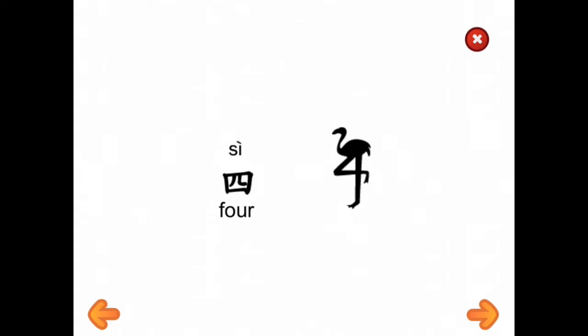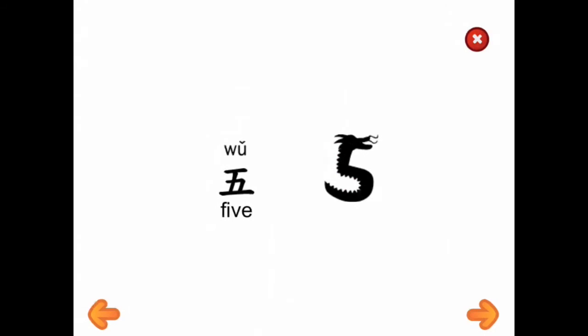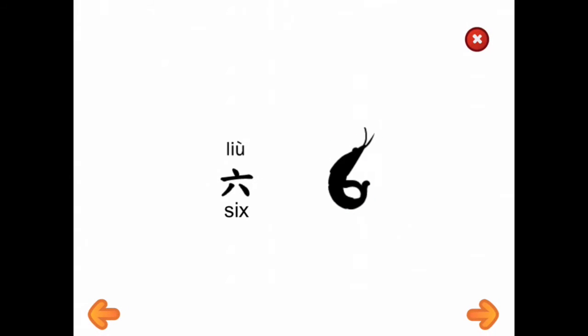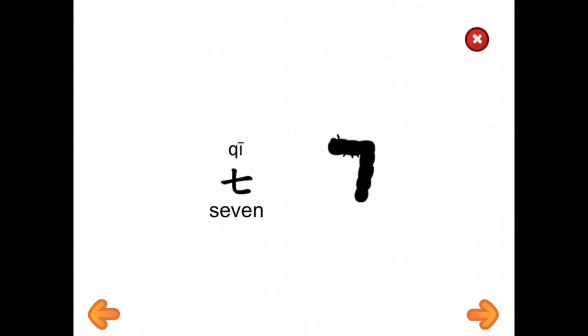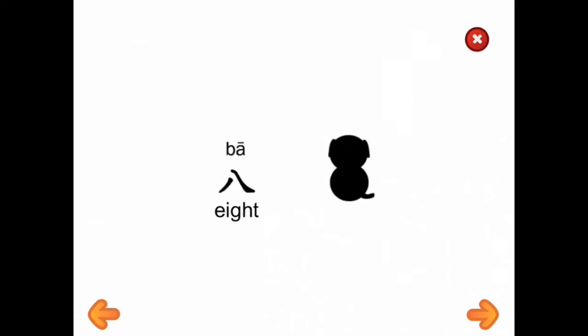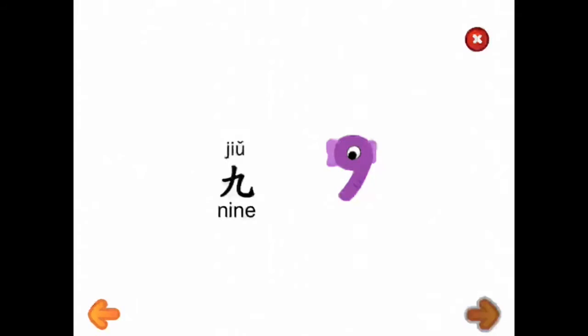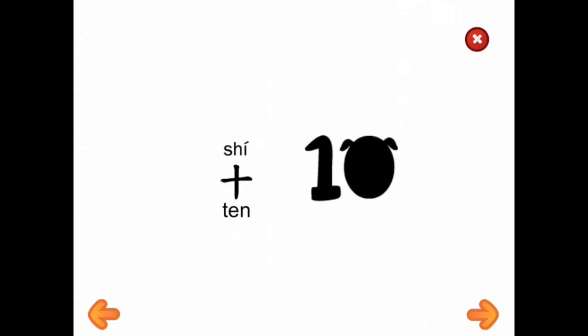四 Four. 五 Five. 六 Six. 七 Seven. 八 Eight. 九 Nine. 十 Ten.